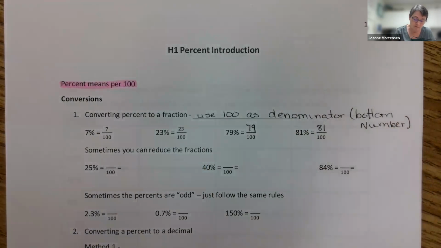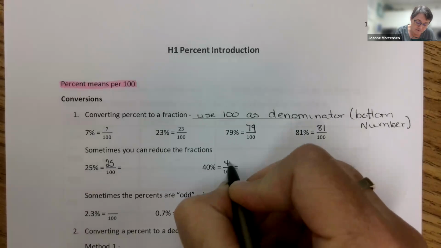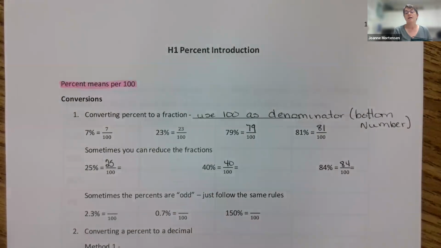Sometimes though, oh, here, let me finish this. 25, 40, and 84. In my math class, you cannot give me a fraction that isn't completely reduced. And I always give two choices. If you want, you can turn it over to a decimal. That's the lazy way. But you know what? Let's just do it the right way.